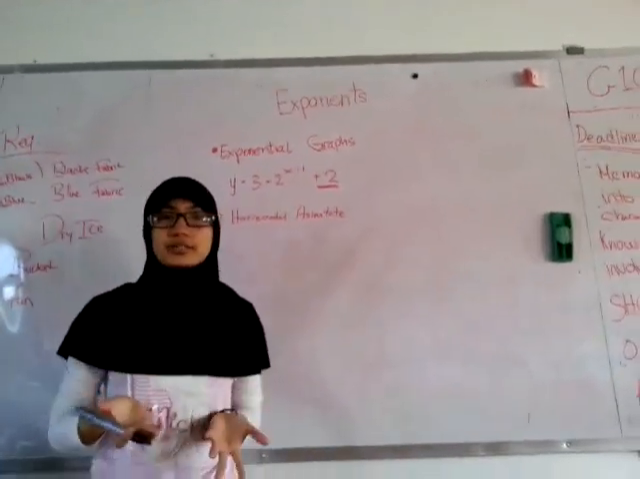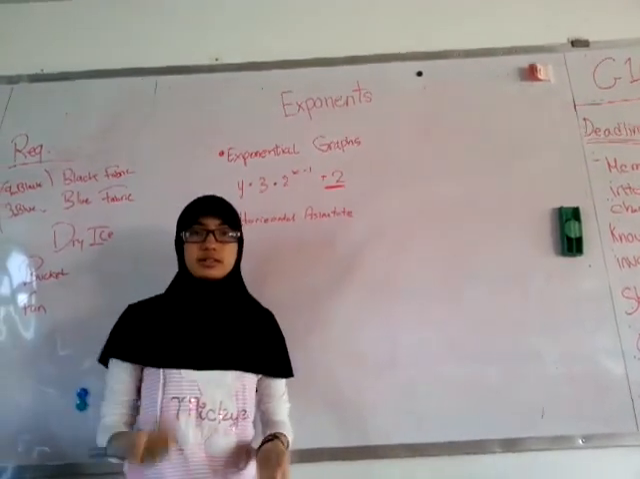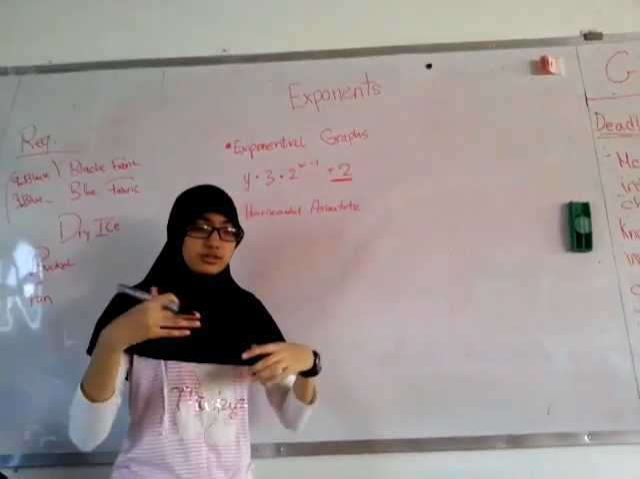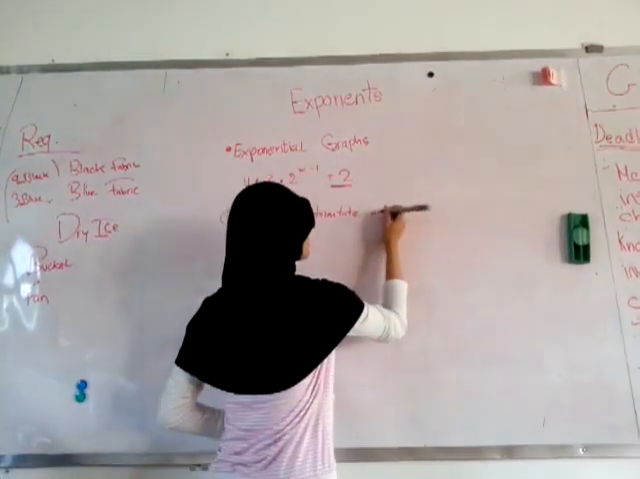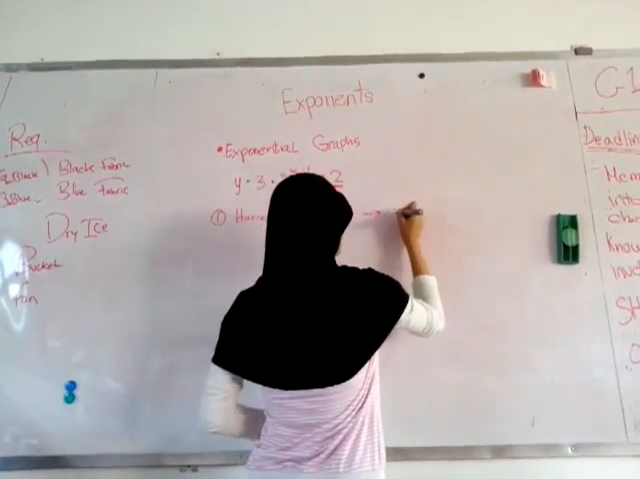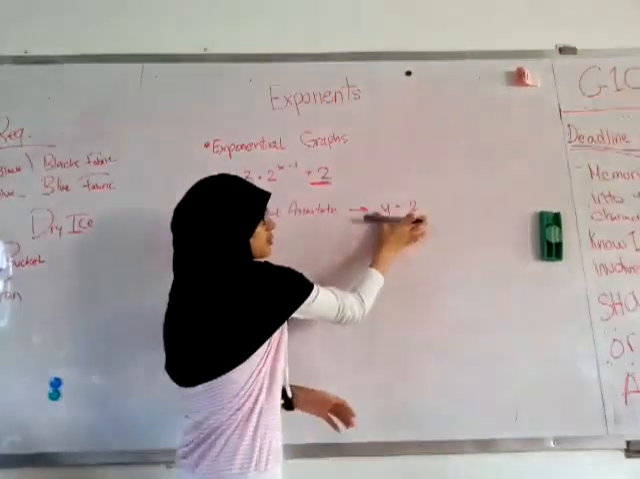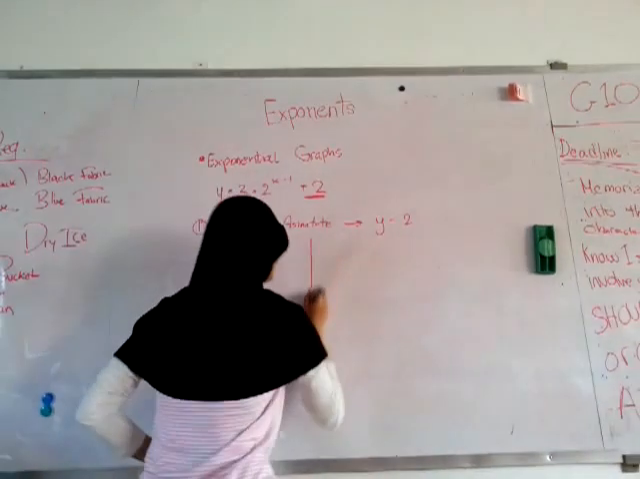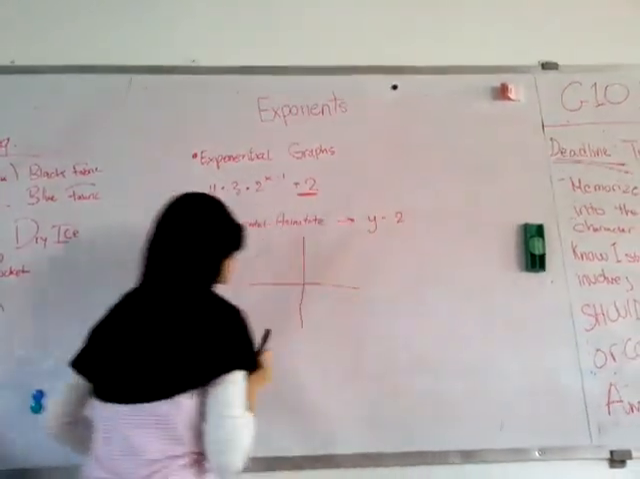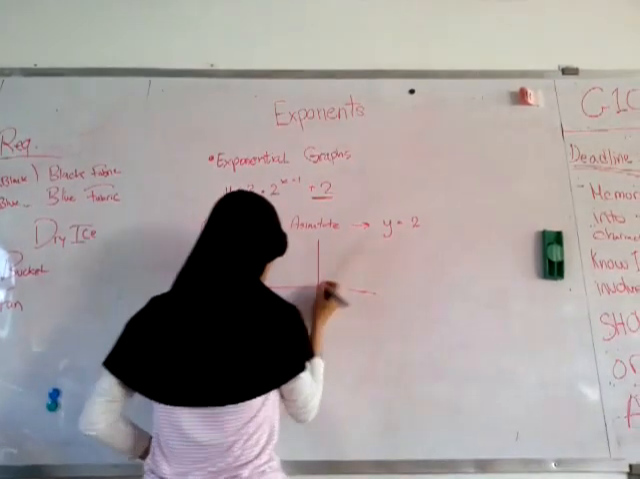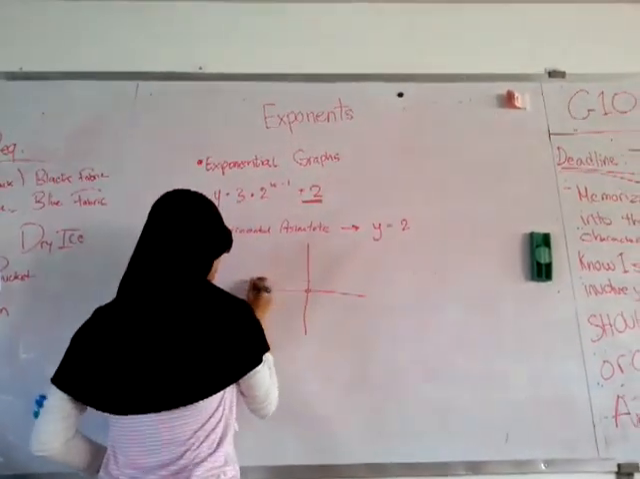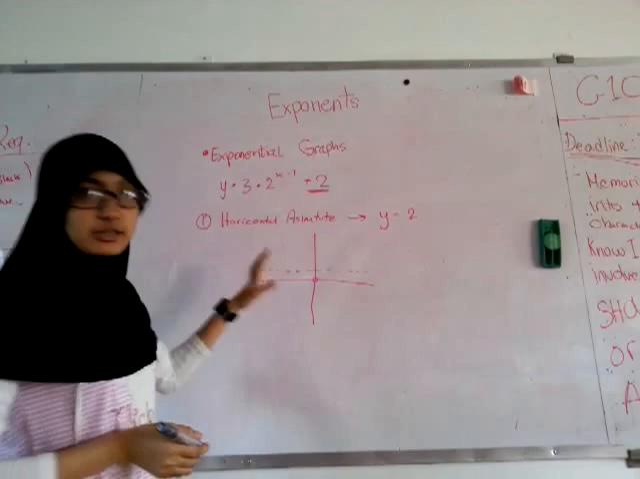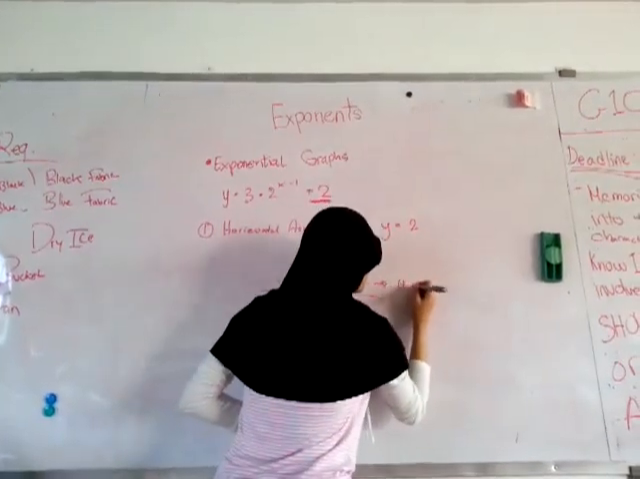But if we ask you what the horizontal asymptote is, you cannot say the horizontal asymptote of this equation is 2. That is wrong. You need to say the horizontal asymptote is y equals 2, the whole thing. Now we're going to graph it. We graph our horizontal asymptote with dotted lines. That's one, the H.A.